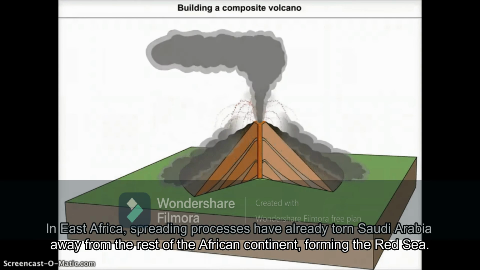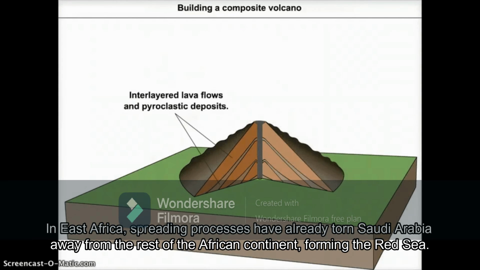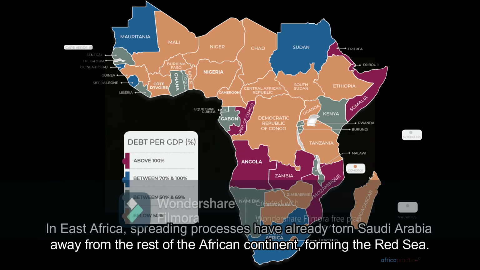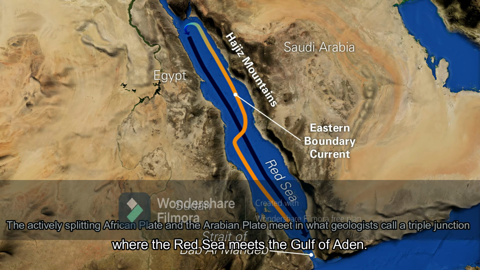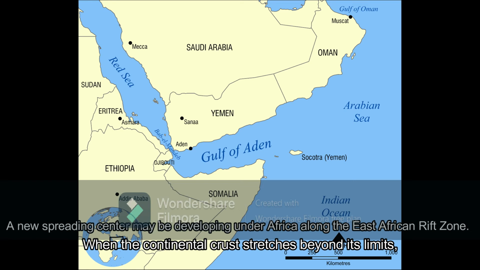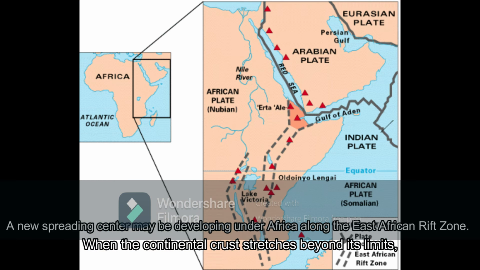In East Africa, spreading processes have already torn Saudi Arabia away from the rest of the African continent, forming the Red Sea. The actively splitting African plate and the Arabian plate meet in what geologists call a triple junction, where the Red Sea meets the Gulf of Aden. A new spreading center may be developing under Africa along the East African Rift Zone.